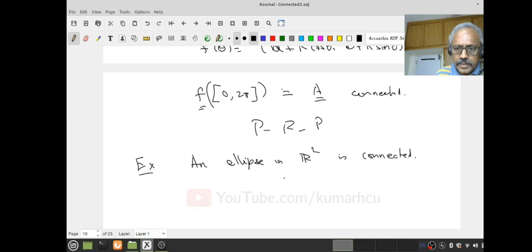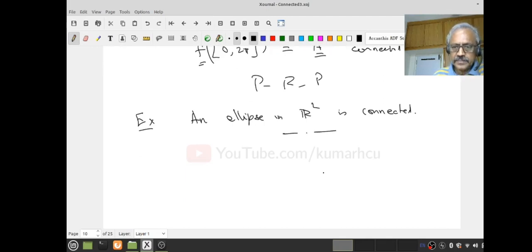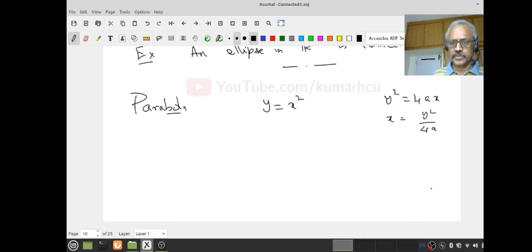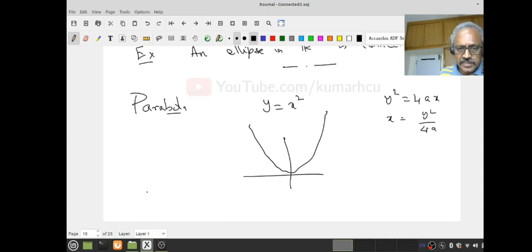Okay, right. The next one, parabola. Let me look at the parabola in the following fashion. y equals x squared is the standard thing, or y squared equals 4ax, that means x equals y squared by 4a. That also you can do, but now look at this picture, can you think of this as a continuous image of a connected subset of R?